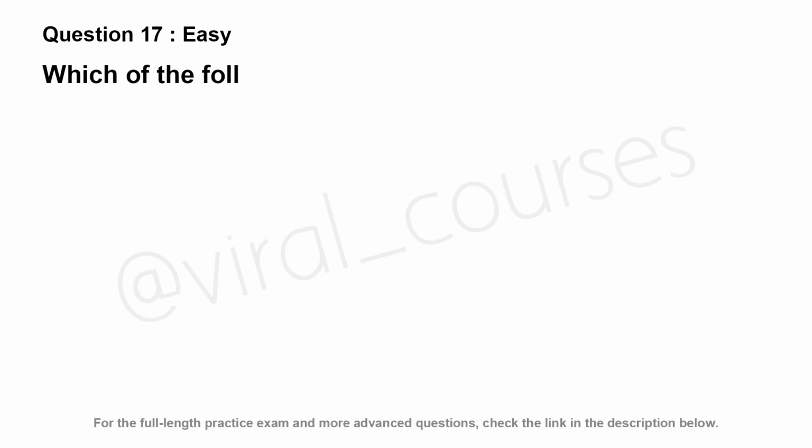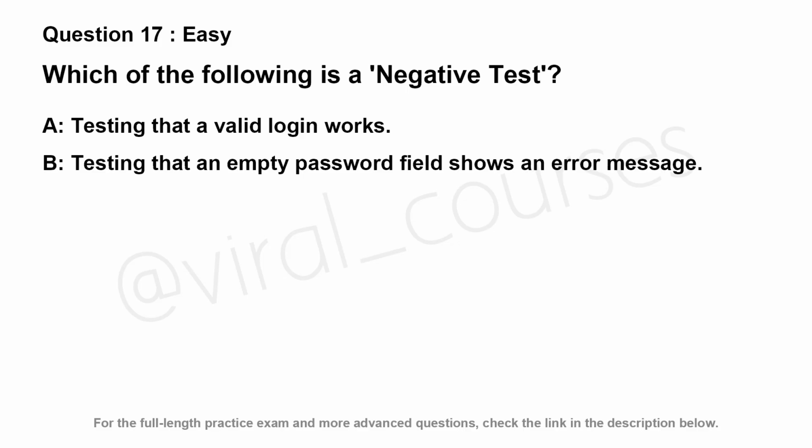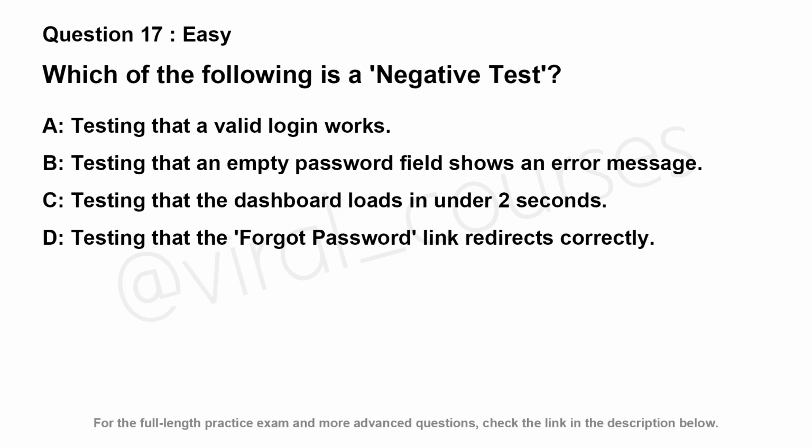Which of the following is a negative test? Option A, testing that a valid login works. Option B, testing that an empty password field shows an error message. Option C, testing that the dashboard loads in under 2 seconds. Option D, testing that the forgot password link redirects correctly.